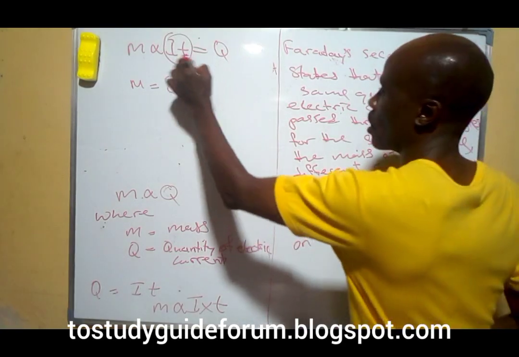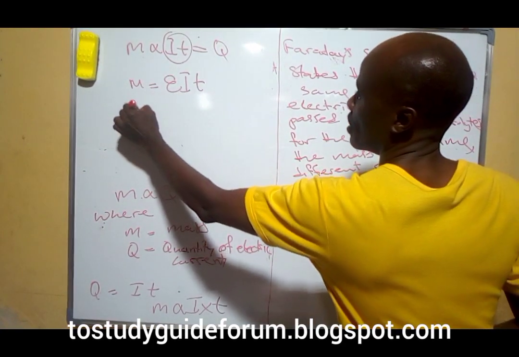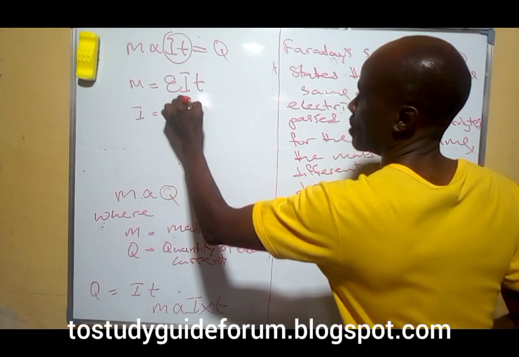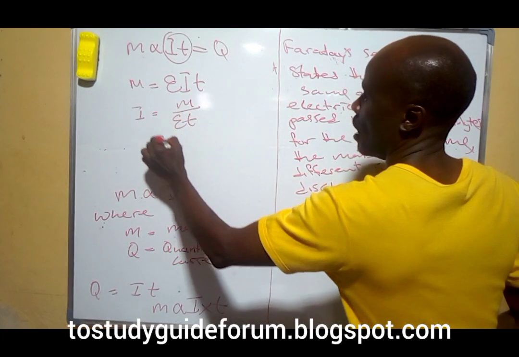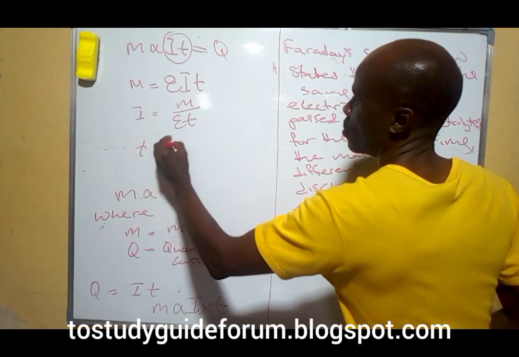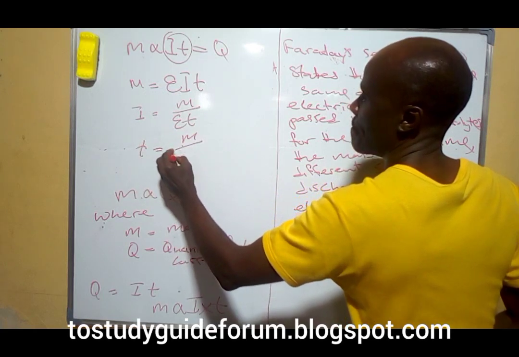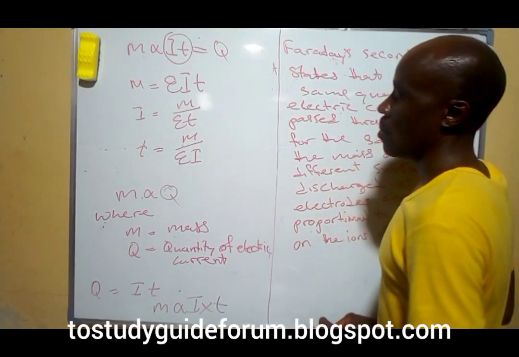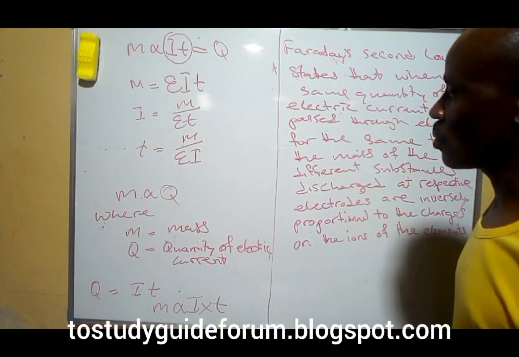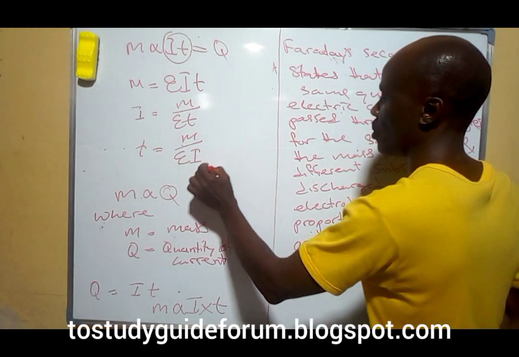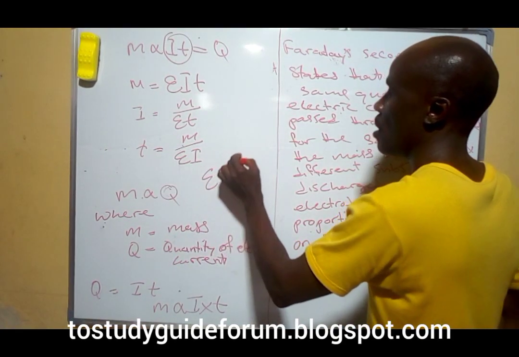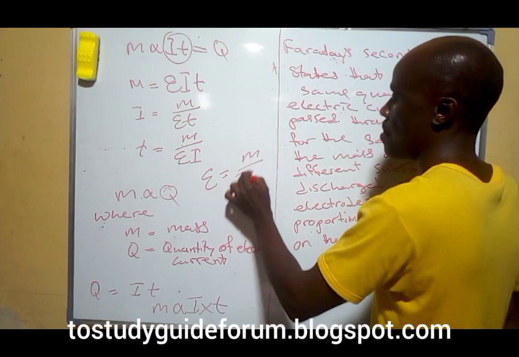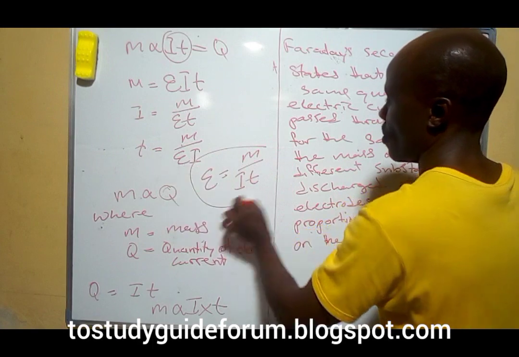If we want to calculate the current, we can also do it this way. Current will be mass over the electrochemical equivalent times time. And if you want to calculate the electrochemical equivalent, you can do it this way: mass over current times time, and then you get the electrochemical equivalent.